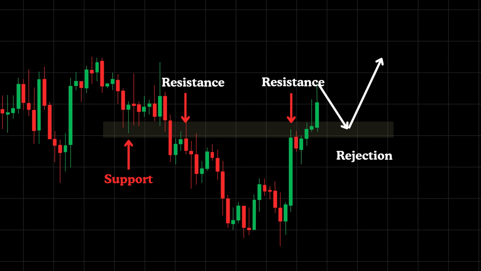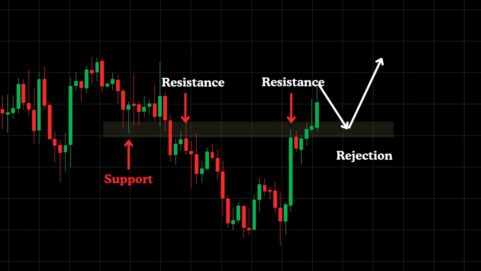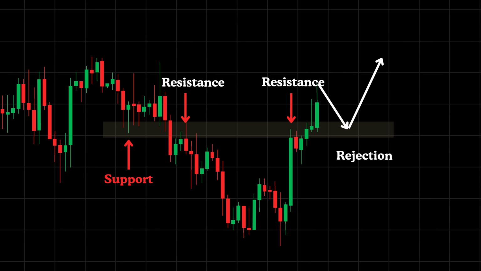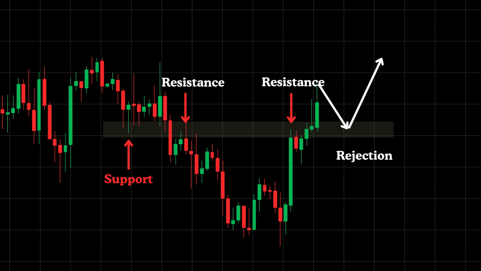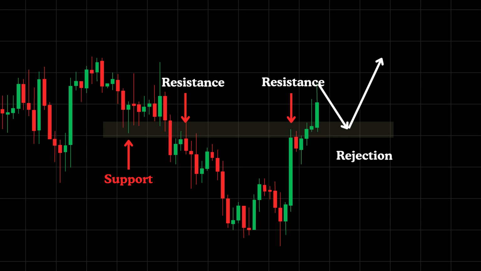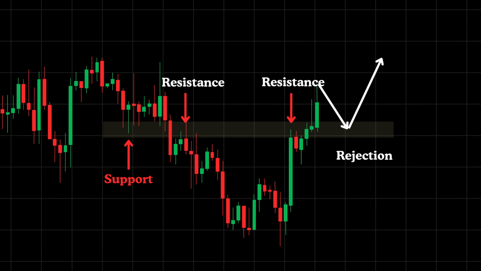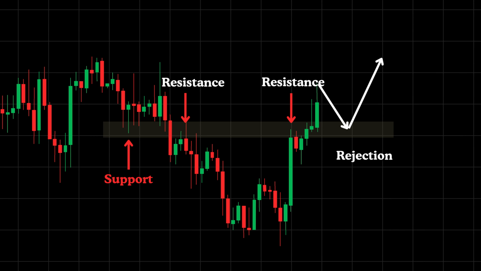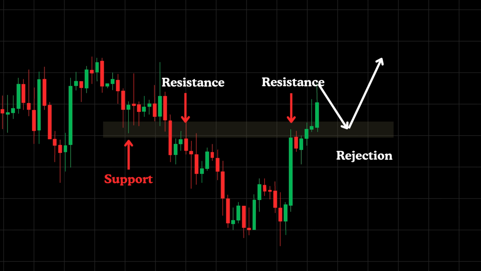At this point, all we need to do is remain patient and wait for the price to tap into this demand zone. Once it does, we'll shift to a lower time frame and look for confirmation signals, such as price action patterns or Fibonacci retracement entries, to execute the trade with precision and confidence.